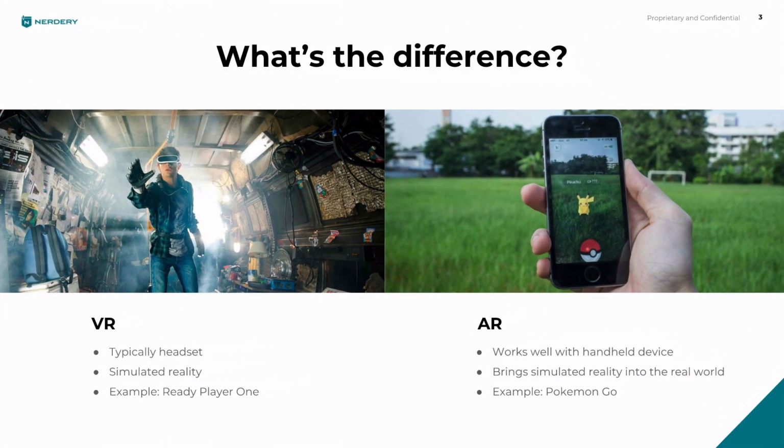Okay, so first off, just what is AR? Some people get AR and VR confused sometimes. So on the left, think Ready Player One or The Matrix. You're completely immersed in this environment, which is entirely simulated. There is no real world. Augmented reality is different than that in that it is layering a simulated world on top of the real world.